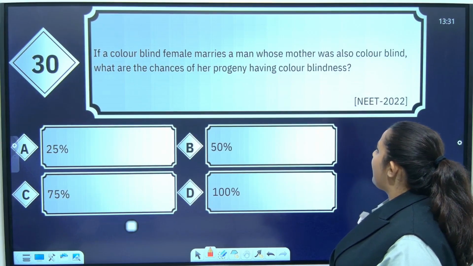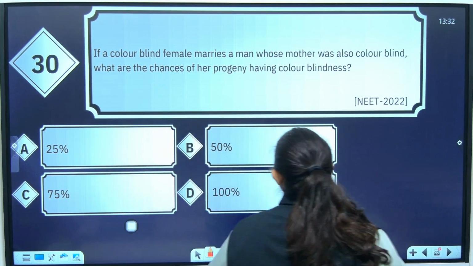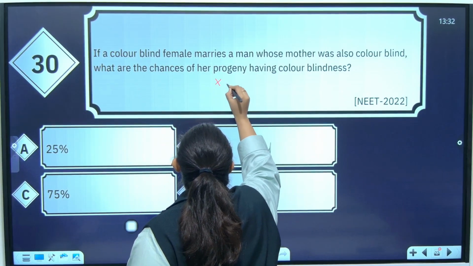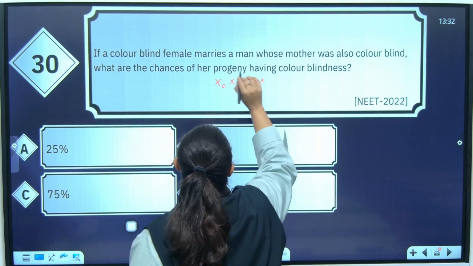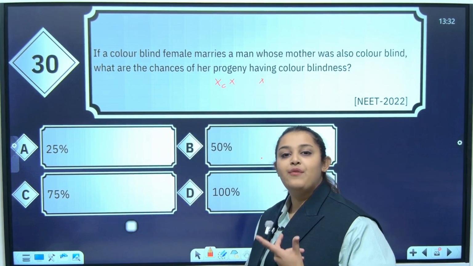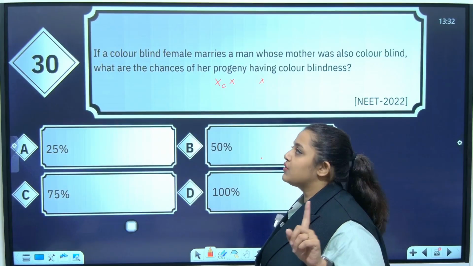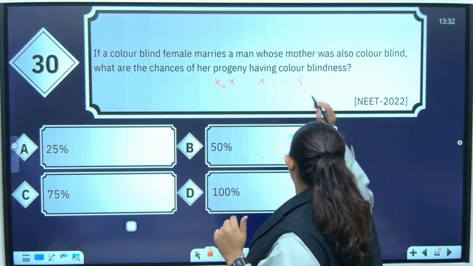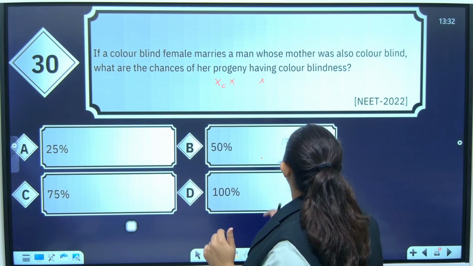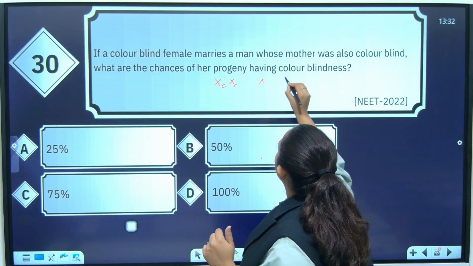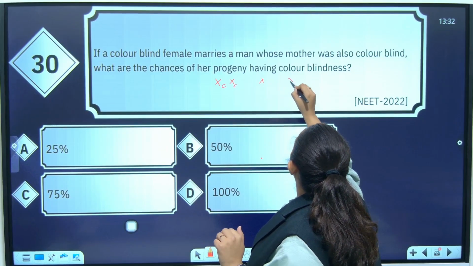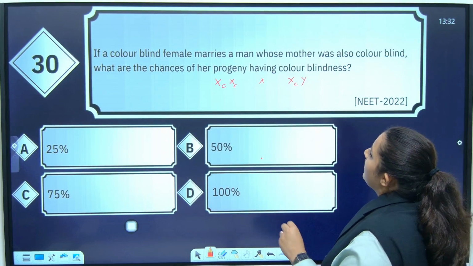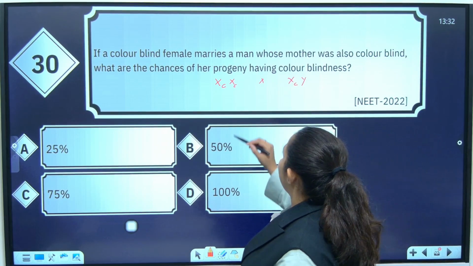Next one, if a colorblind female marries a man whose mother was also colorblind, what are the chances of a progeny having color blindness? So over here, the female is colorblind. Let's see how we are going to show that. Marries a man whose mother was also colorblind. Now we don't have to see the genes of the mother and father, but you also have to remember this man got his X chromosome from his mother. So because his mother was also colorblind, okay, then this is supposed to be the genotype. Now, what are the chances of progeny having color blindness? Let's see.